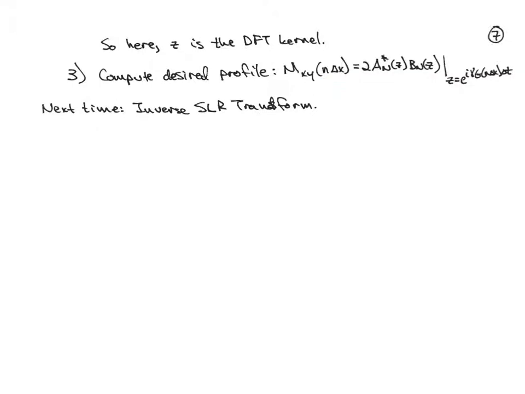So for example, MXY at these equally spaced spatial locations would be equal to the A profile that we get from the DFT, complex conjugated, dot times the B profile that we get from the DFT, multiplied by 2. And then evaluated at Z, where Z has the complex exponential definition given here. Okay, so that's the forward SLR transform. Next time we'll talk about the inverse SLR transform.